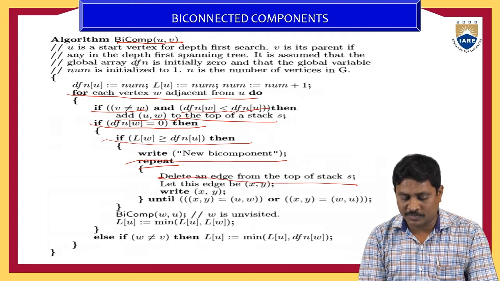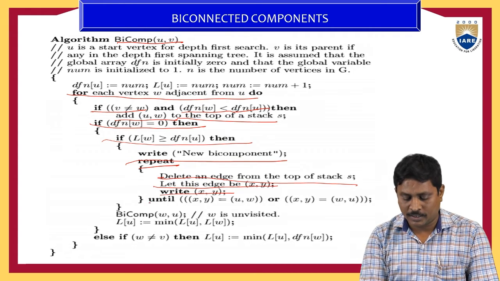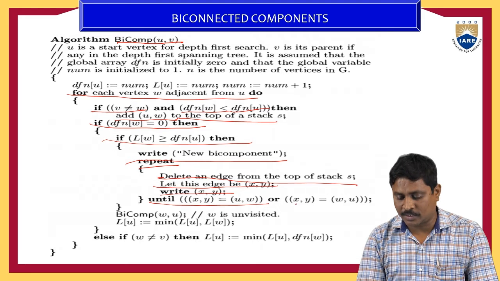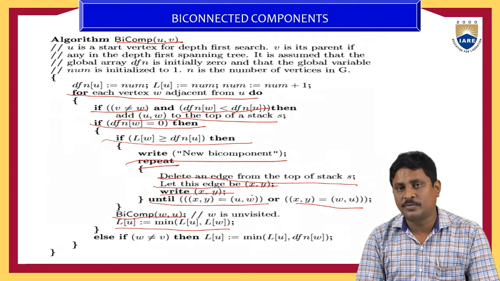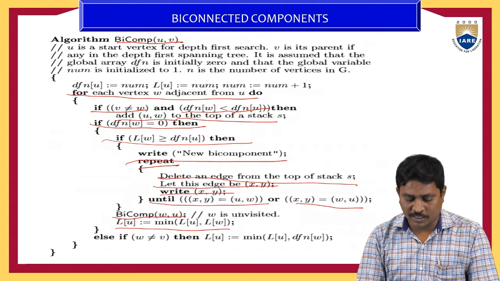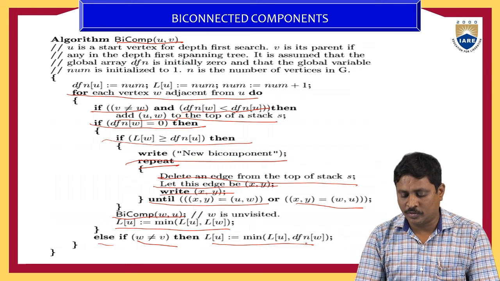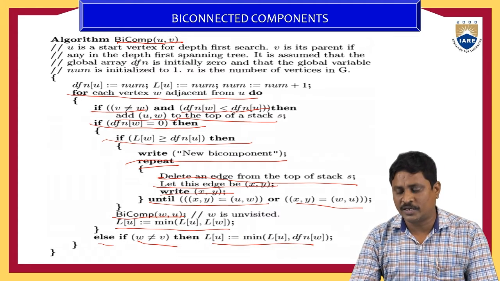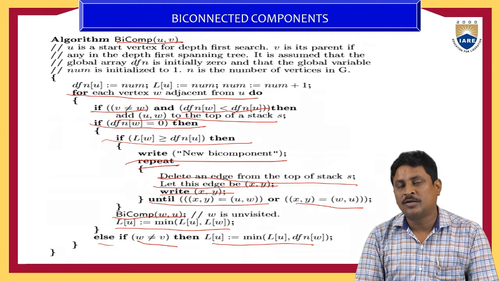Delete an edge from the top of the stack, let this edge be (x, y), and write (x, y) until (x, y) equals (u, v) or (x, y) equals (w, u) by component of (w, u). L of u equals minimum of L of u, L of w; else if w is not equal to v, then L of u equals minimum of L of u, dfn of w. So in this way, repeat for all the vertices using this algorithm.